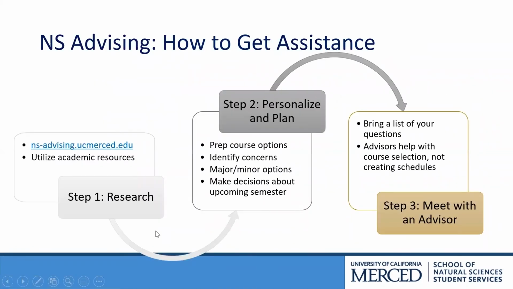So how to get assistance. The big thing is always go to our website if you have just general information and questions. That is ns-advising.ucmerced.edu. It has a lot of information on there. We have linkage to other resources on campus, including things like pre-health advising and things like that. So go there. That's kind of a one-stop shop for the general overview of natural sciences, but it also has academic resources attached to it. So we have our sample plans on there. We have our School of Natural Sciences policies that are on there, stuff that's important for you to know.